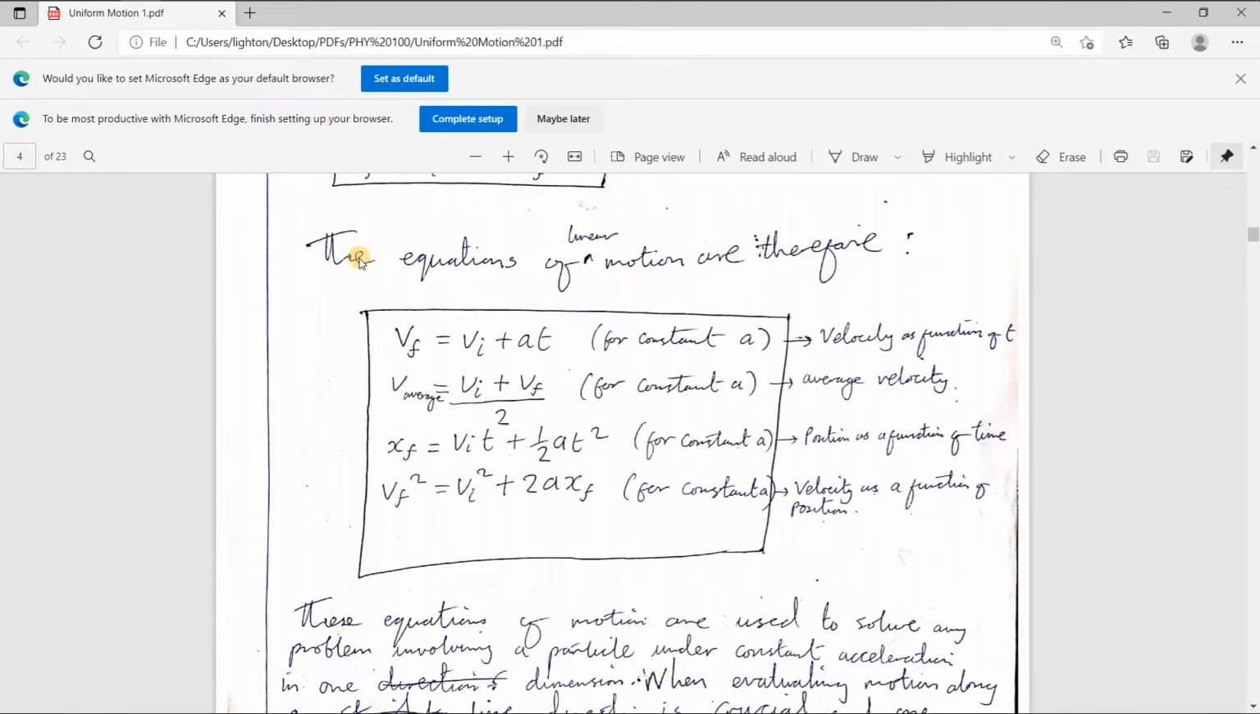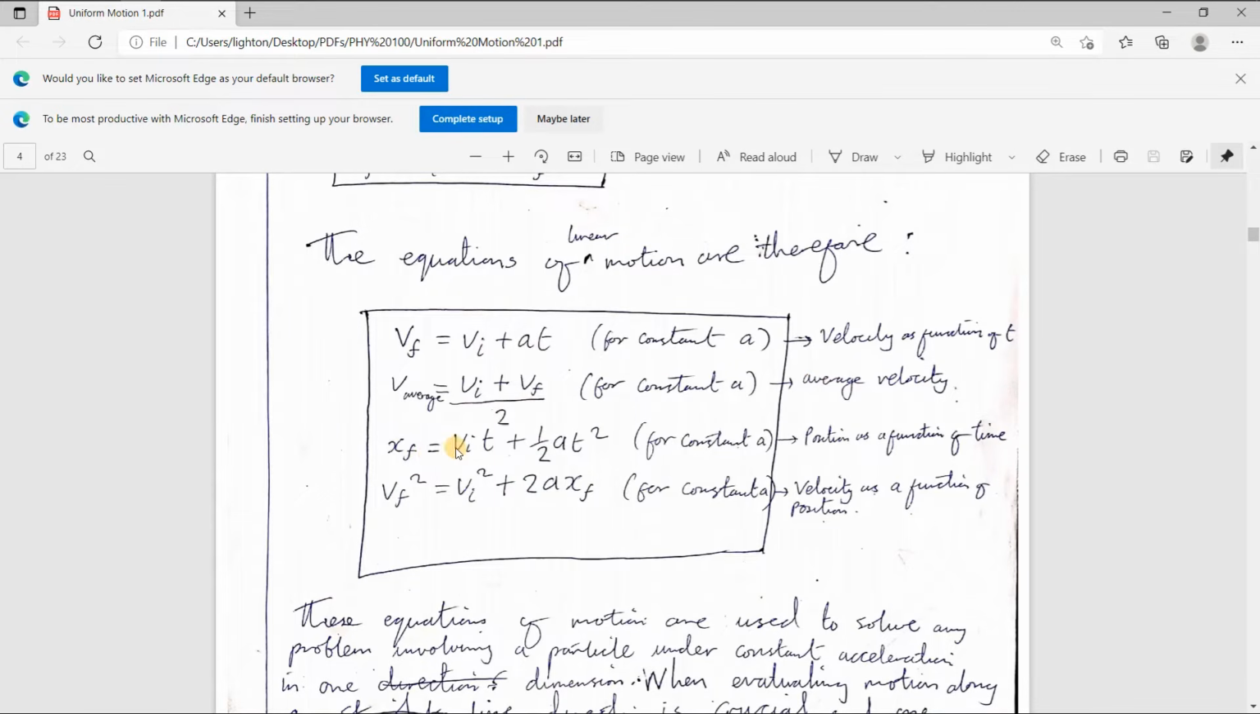Otherwise, we'll just continue from the equations of linear motion. The equations of linear motion are these in this square. These are the equations of uniform motion, and they are all for constant acceleration. This equation is V F equals Vi plus AT, a very common equation which you probably did in the 12th grade. Average velocity is just Vi plus Vf over 2, of course, for constant acceleration.